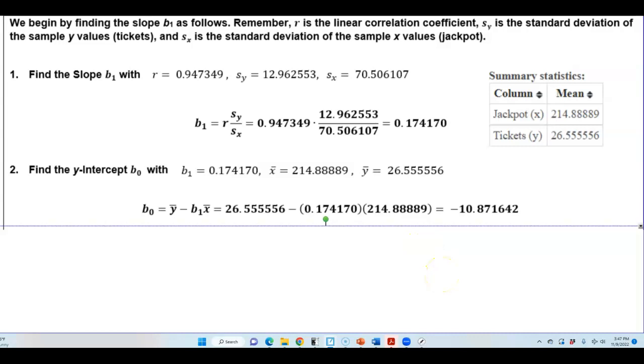So to find the y-intercept, we're going to take the mean of the y's, which is 26.555556, and then we're going to subtract the slope times the mean of the x values. So let's go ahead and do that in our calculator.